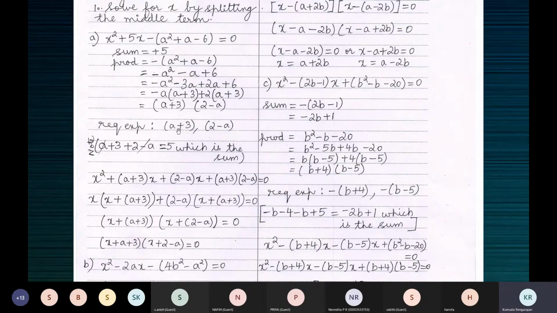Now just try to add these two. You can see it here. I've worked it here for you. A plus 3 plus 2 minus a. When you add these two expressions, what do you get? You get 5. You get the sum.